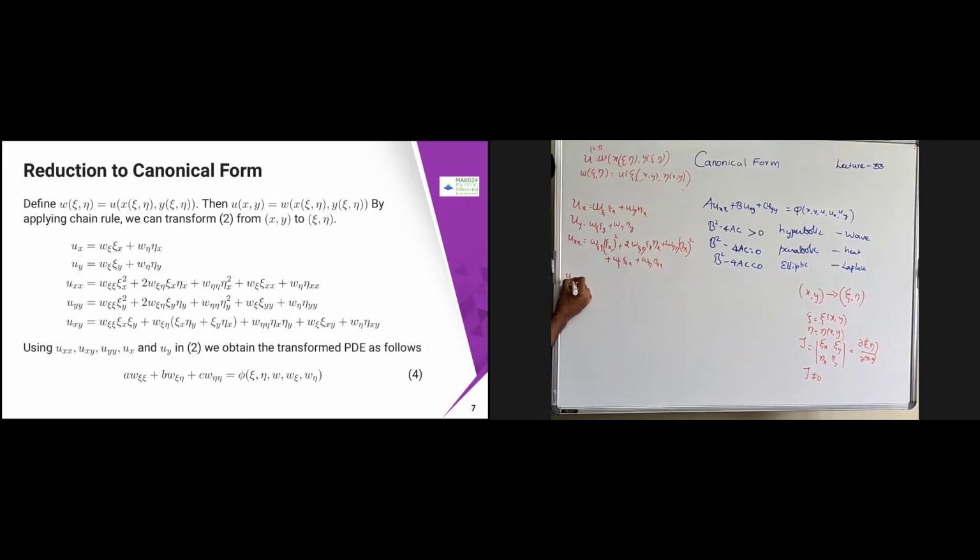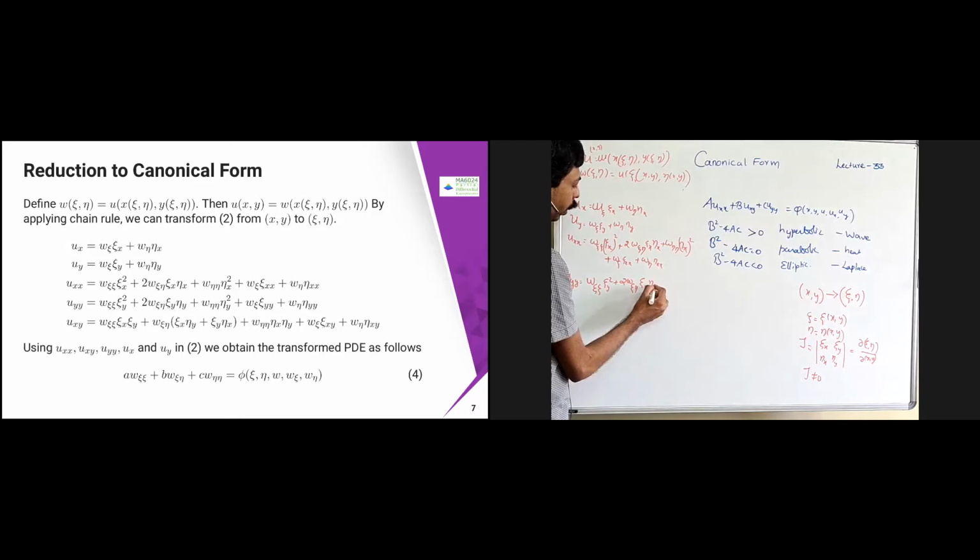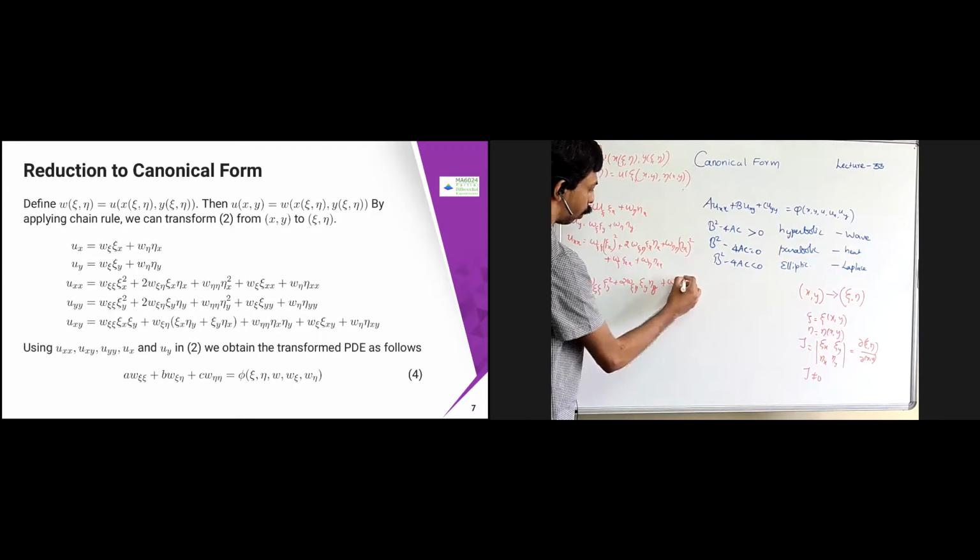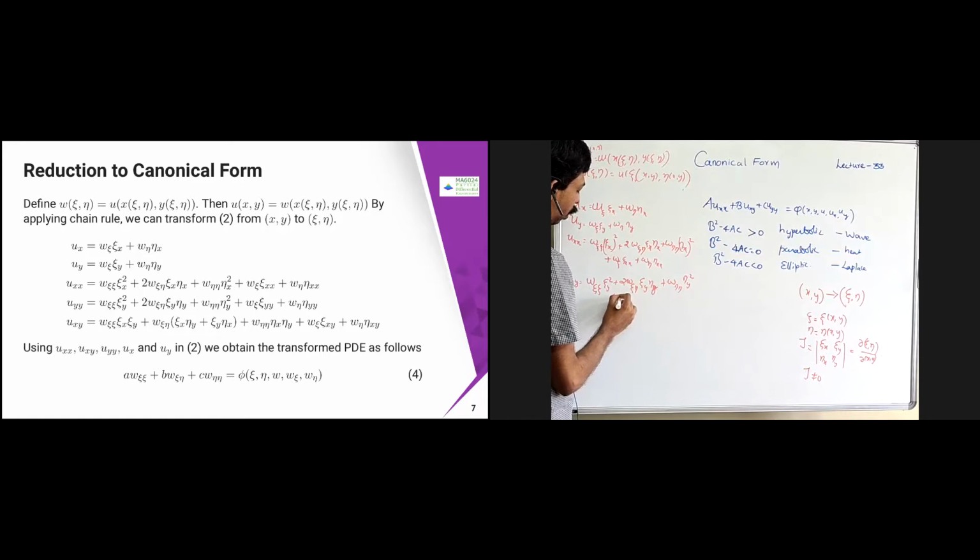Same thing over here. So uxy is going to come. First I write uyy. So uyy is going to come the same way: w chi chi times chi y square, plus 2 times w chi eta chi y eta y, plus w eta eta times eta y square, plus w chi times chi yy plus w eta times eta yy. Same way, you can write w of u of x comma y.